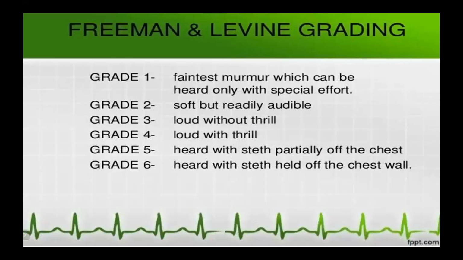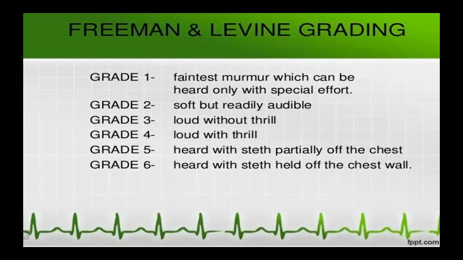The next thing that we have to do is grade the intensity of the murmur, which is nothing but the loudness of the murmur. So we have Freeman and Levine's grading. There are 6 grades, and grade 4 and above means if a murmur is associated with thrill, it is immediately grade 4 and above.